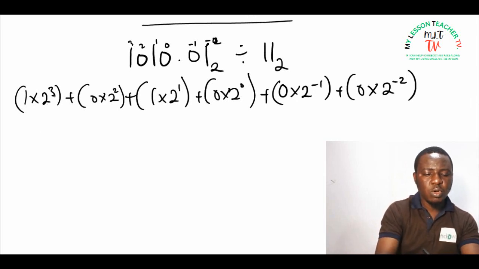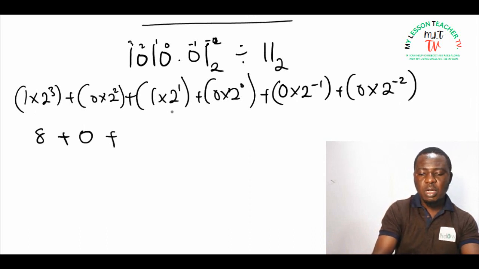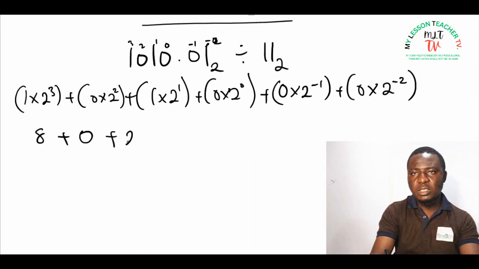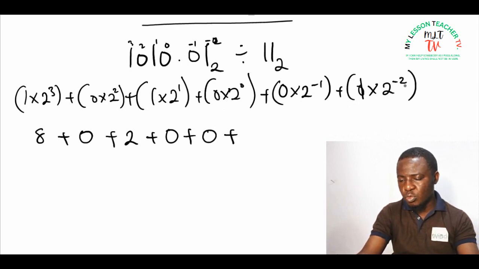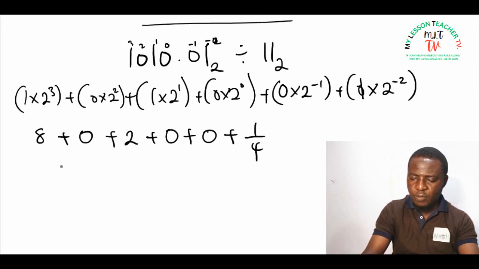This becomes 2 raised to power 3, which is 8. 8 times 1 is 8, plus this automatically gives us 0, plus 2 raised to power 1 is 2, times 1 is 2, plus this is also 0, plus this is also 0, plus this is 1 times 2 raised to the power of minus 1. 2 raised to the power of minus 2 is said to be 1 over 4. And 1 over 4 times 1 is 1 over 4.